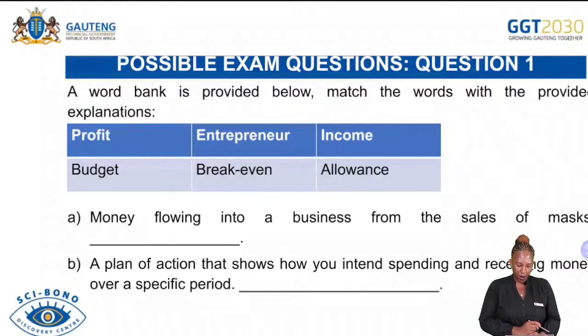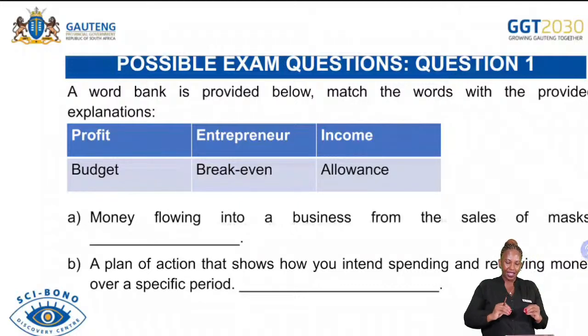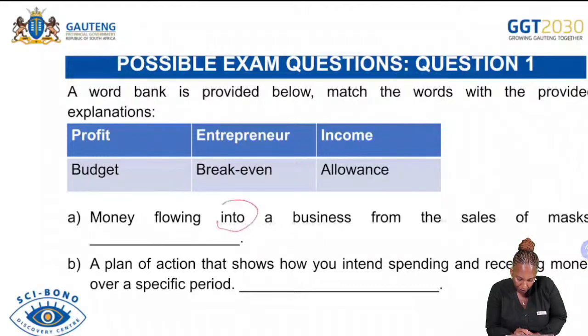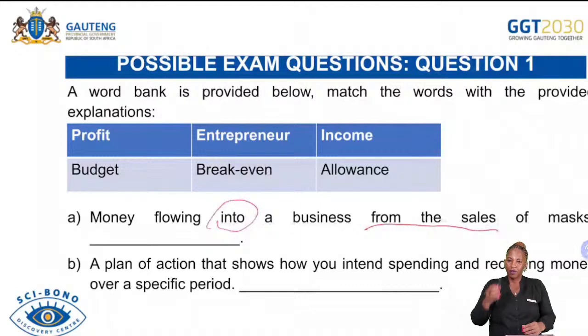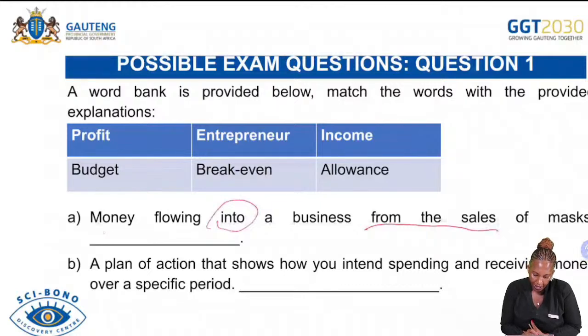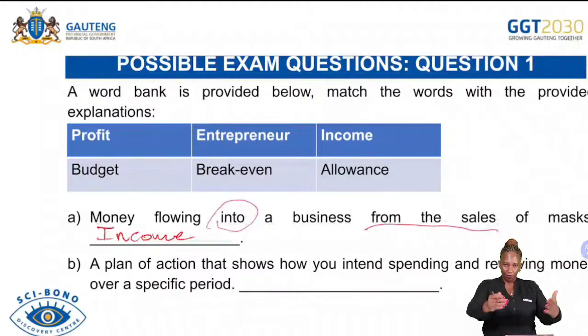Now let's have a look at number one. A: money flowing into a business from the sales of masks. If I am selling the masks to people, once the money is coming in, it's flowing into the business from the sales. From where? From the sales of masks, from the sales of selling calculators. That money, as it comes in, we say it is an income. Can you see, boys and girls? Because now money is flowing into the business, it's an income.